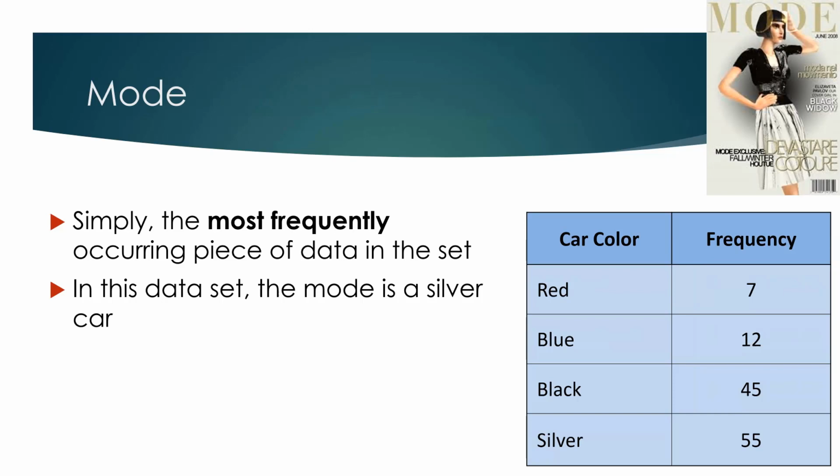Now you can have multiple modes, right? What if black was also 55? Then black and silver would be the modes. So whenever you're asked to list the modes, you list the one that occurs the most. Now, if there are several kinds of pieces of data that occur the most, then you would list all of them because technically they're all the mode. Okay, so the ones that occur the most are the mode or modes.